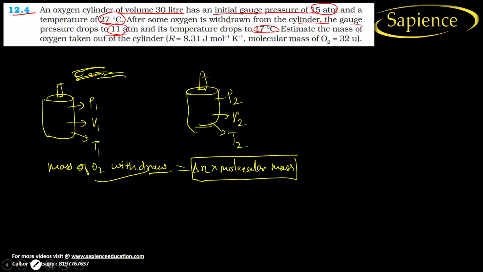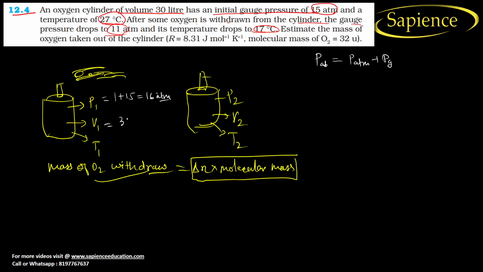Before that, we have to put in the values. P1 is the gauge pressure, so you should always remember the formula: absolute pressure is equal to atmospheric pressure plus gauge pressure. If we have a gauge pressure of 15 atmospheric pressure, the absolute pressure will be 1 atmospheric pressure plus 15, so this will be 16 atmospheric pressure.